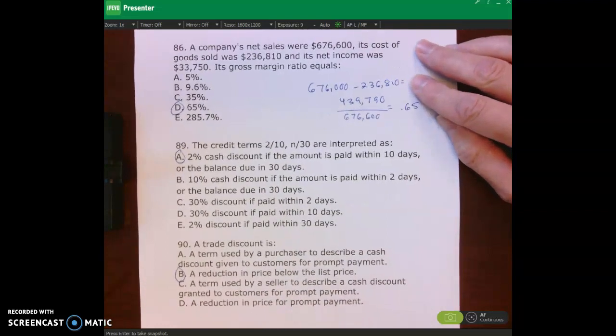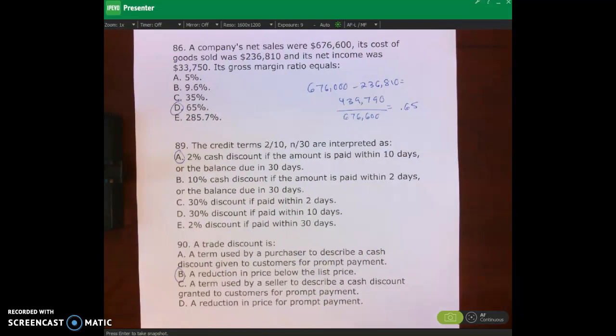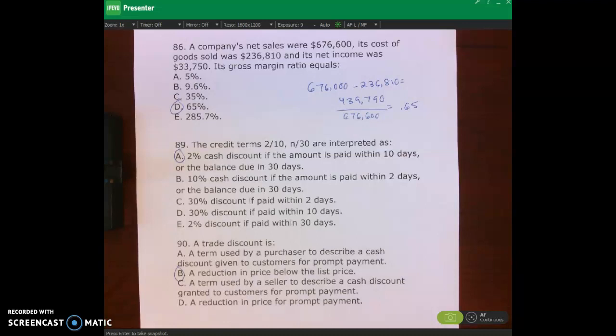Let's look at number 89. Credit terms 2/10, n/30 are interpreted as a 2% cash discount if the amount is paid within 10 days or the entire amount is due within 30 days. Number 90, a trade discount is basically B, a reduction in price below the list price because of a large quantity purchased. All right. Let's look at number 92.